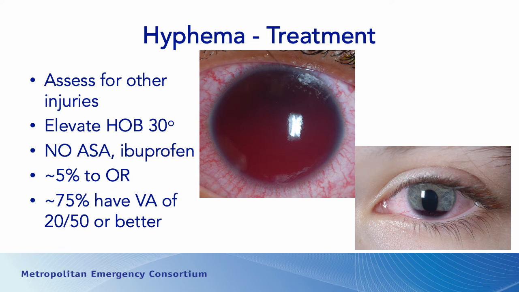We don't want to do anything that makes the bleeding worse, so no aspirin or ibuprofen in the field. About 5% of the patients with hyphema have to go to the OR. About 75% of patients who've had a traumatic hyphema eventually have visual acuity that's 20/50 or better. So the outcome is generally good if we treat these patients right. Some patients with hyphema can develop glaucoma as an acute complication. That's something that ophthalmology will monitor for as the patient recovers.